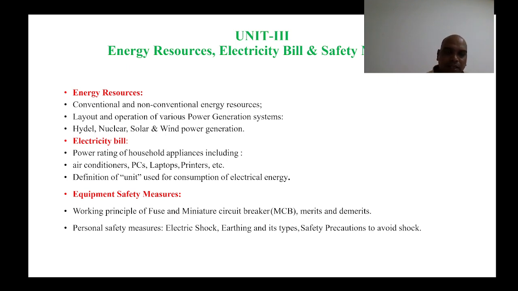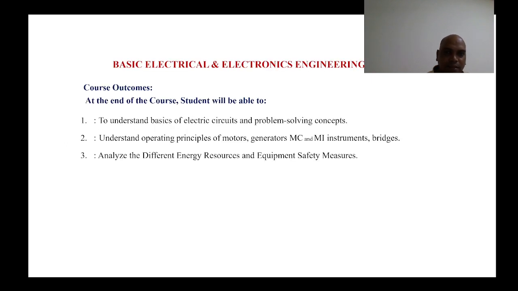First we will discuss the first unit. At the end of this course, a student should be able to understand the basics of electric circuits and the working principles of all machines, and analyze different energy resources and equipment safety measures. These are the course outcomes of basic electrical and electronics engineering.